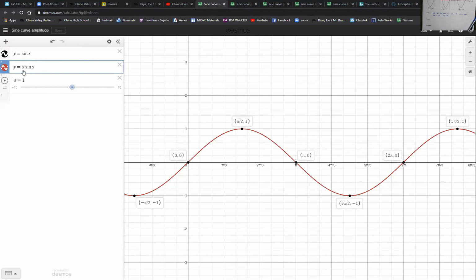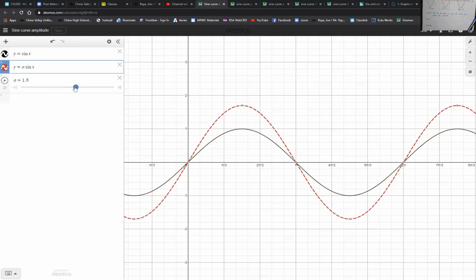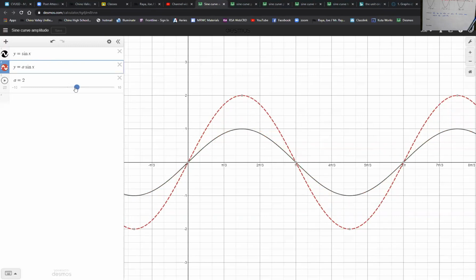Now, if the number in front of the sine curve is different, then our amplitude is going to change. Let's say I use this little slider here. Instead of a being 1, I move it up to 2. Now you can see my sine curve goes all the way up to 2. Labeling these points real quick.